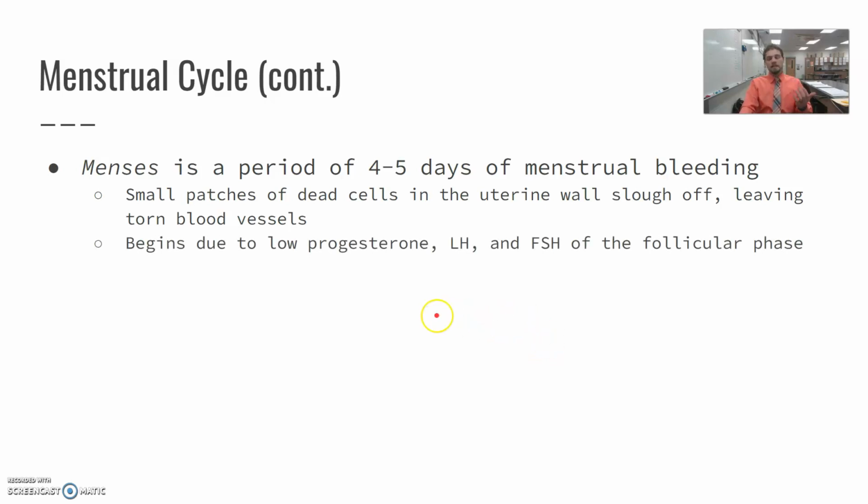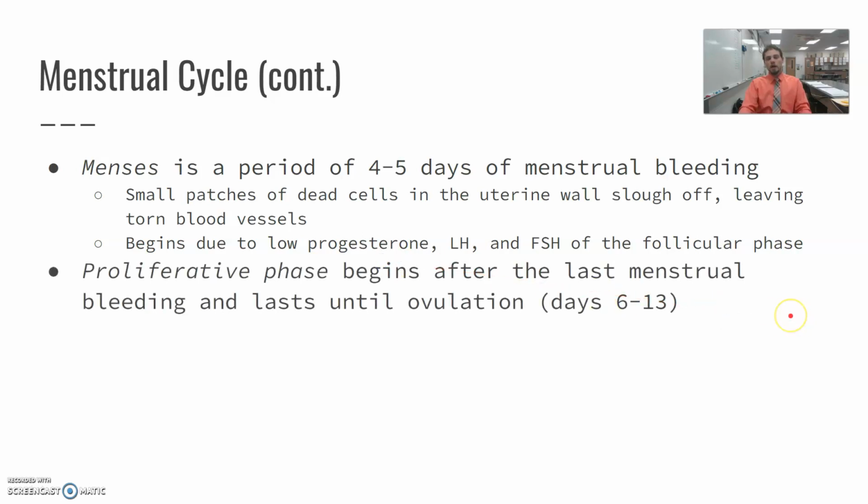Typically, menses is going to begin due to low progesterone, low LH, low FSH of the follicular phase. Again, you were unsuccessful in having a pregnancy, and so those progesterone levels drop, and you end up needing to get rid of the endometrium and all that thickened lining of the uterus to prepare for the next cycle. The proliferative phase is going to last until ovulation, so about days 6 to 13. So menses is days 1 to 5, proliferative phase is days 6 to 13.